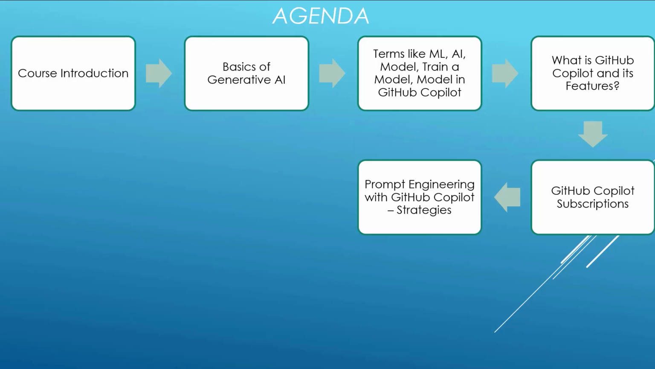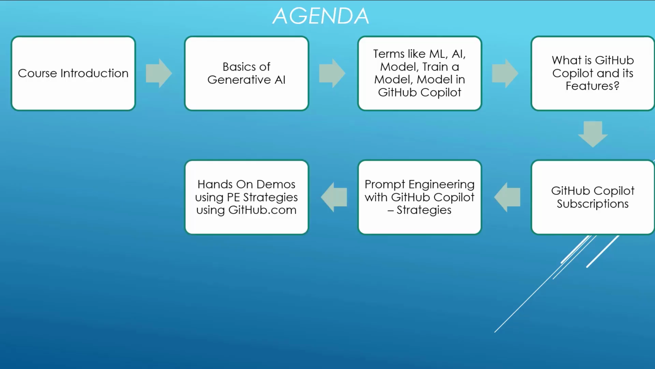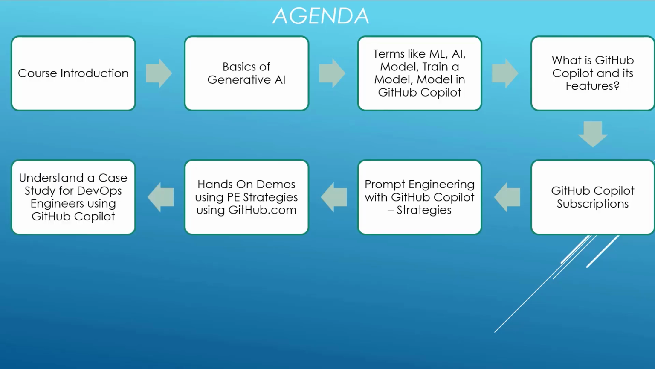So we will learn a few strategies and we will see some hands-on demos with these prompt engineering strategies using github.com. As you might already be aware, we can also use GitHub Copilot from github.com. If you are not aware, we will learn that in this section. Once we have learned about the prompt engineering strategies with GitHub Copilot, we will then jump into a case study.